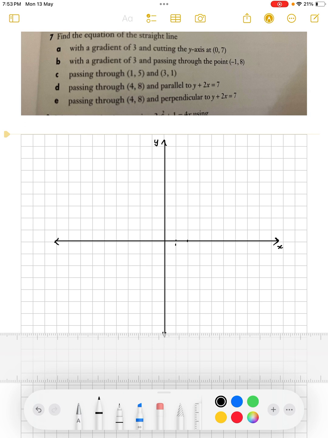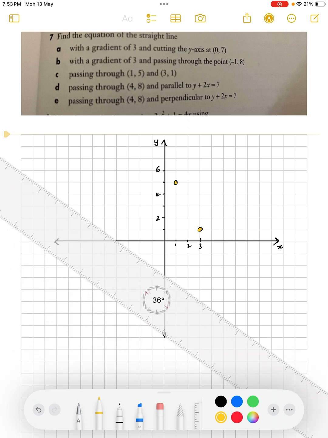Let's put 1, 5. So 2, 4, 6. Okay, 1, 5 is here. So I'll color that in. That's that point there. And 3, 1 is that point down here. Color that in. Okay, 3, 1.